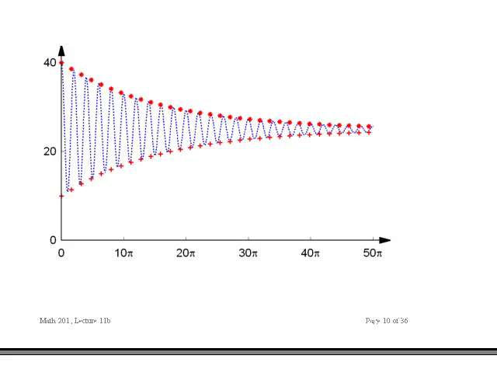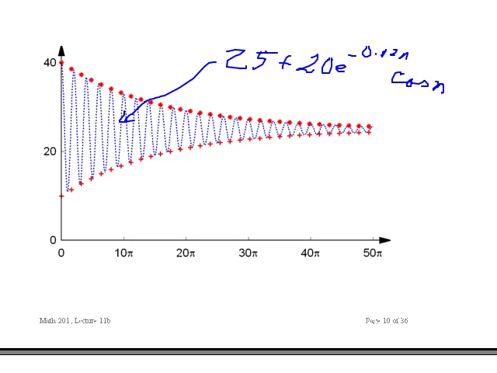And here's a graph showing exactly that. In the blue, that's the 25 plus the decaying exponential. I can't remember how it was scaled. Was it 20 e to the minus something or other, 0.02 n? It doesn't matter. You have a decaying exponential times the cosine of n. And although this is written with a lot of dots, it is a discrete function. Okay, so here it is decaying down.